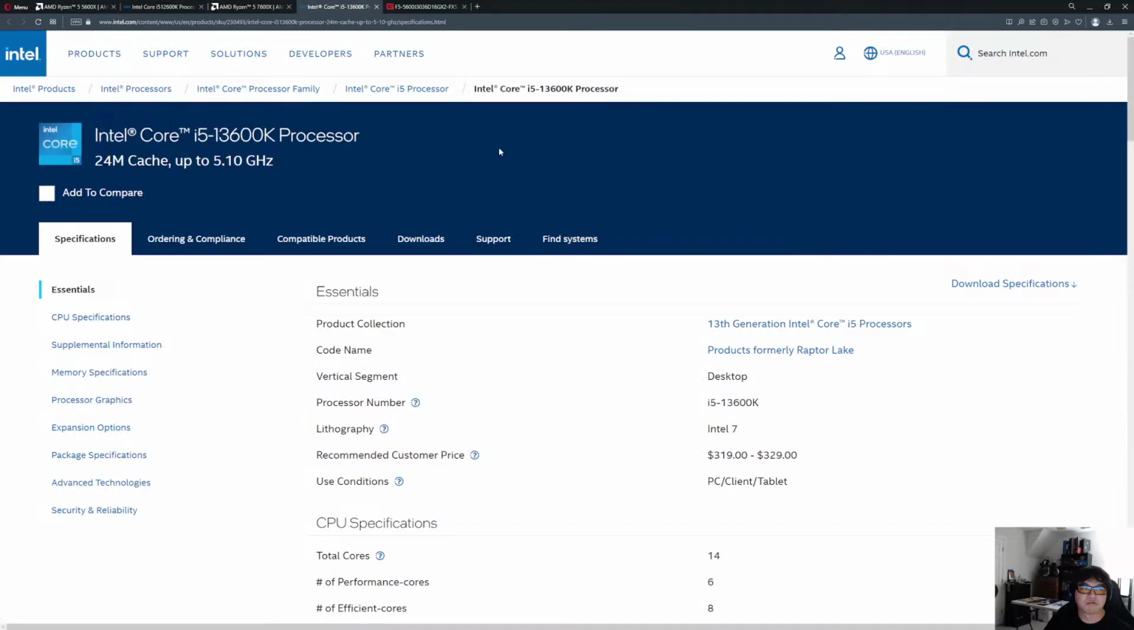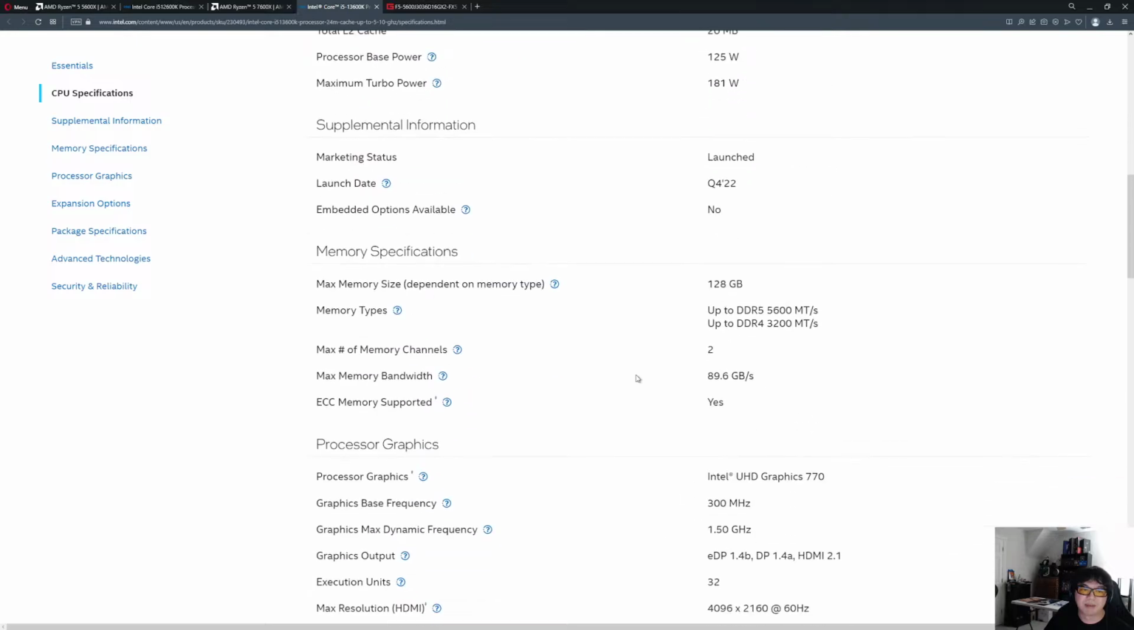So if we take a look at Raptor Lake, this is Intel's second implementation of DDR5. Raptor Lake's maximum support is 5600. So that is much improved over Alder Lake. And this is the reason why, when people come to me asking, oh, can you run true DDR5?